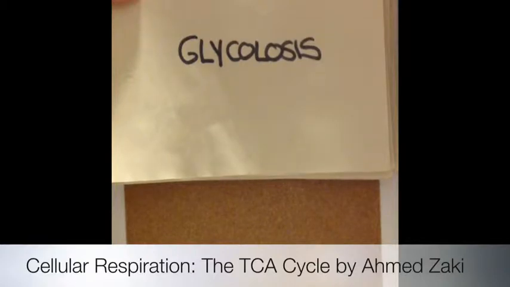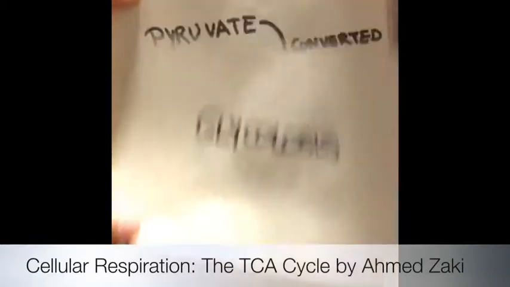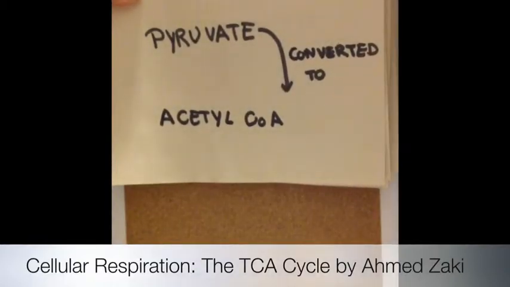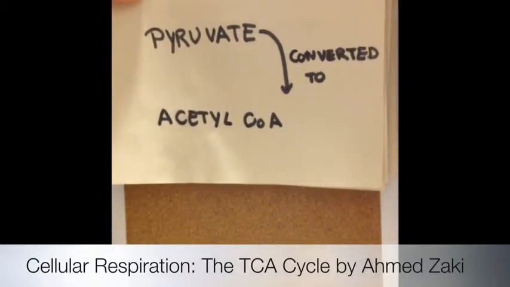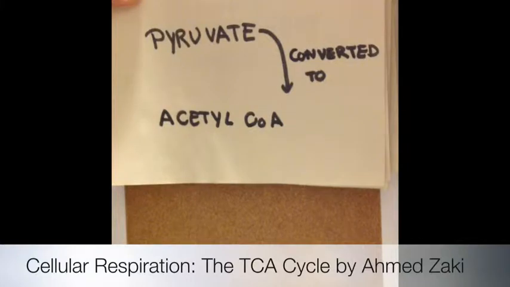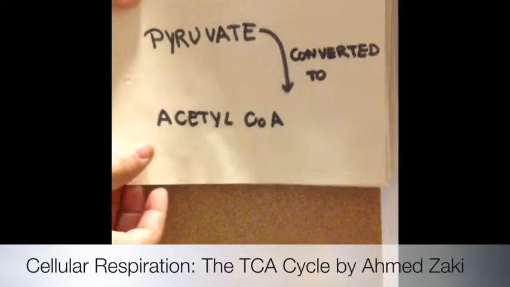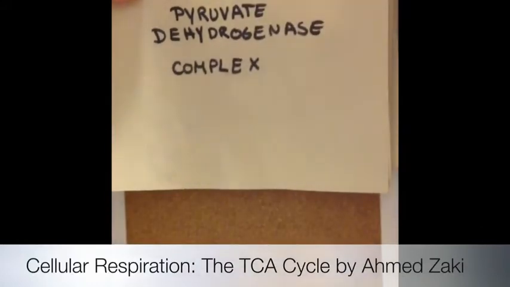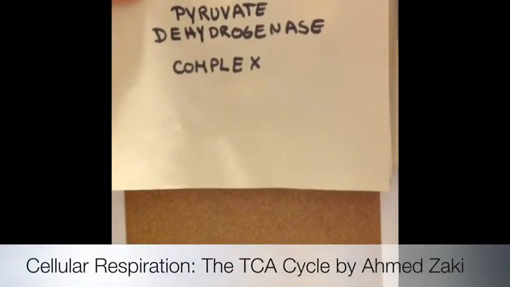Glycolysis is a pathway in which glucose is broken down into pyruvate. Pyruvate is then converted through a series of reactions into acetyl-CoA. This process uses three enzymes that are bound together in a very large complex called the pyruvate dehydrogenase complex. The complex consists of several molecules that are bound together.